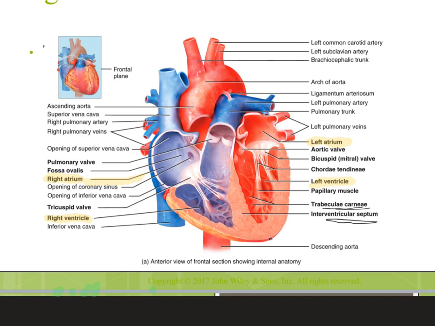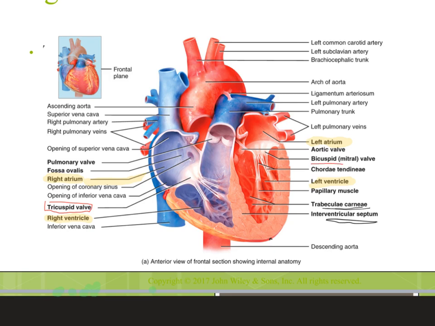Let's look at our valves. Our valves come in two varieties. They come in AV valves, which are known as atrioventricular valves, meaning they come between the atria and the ventricles. And we have semilunar valves, again, based on their shape, these half moon-shaped valves. And we have two of them, and they're named after where they go. So let's start with our AV valve. Our first AV valve, and we'll put it in red, is our tricuspid valve, and it separates the right atrium from the right ventricle.